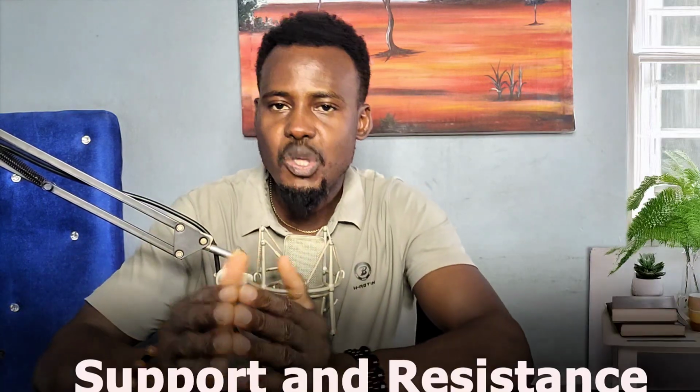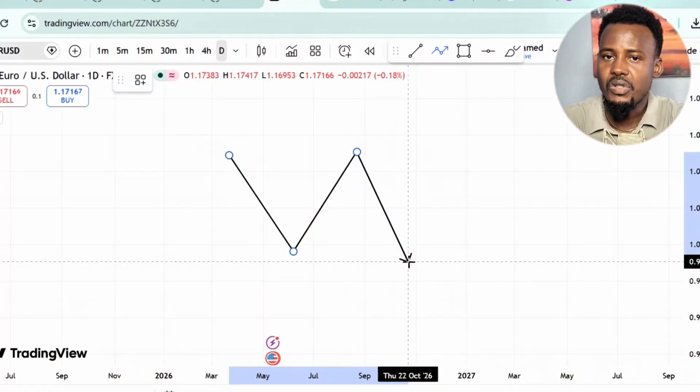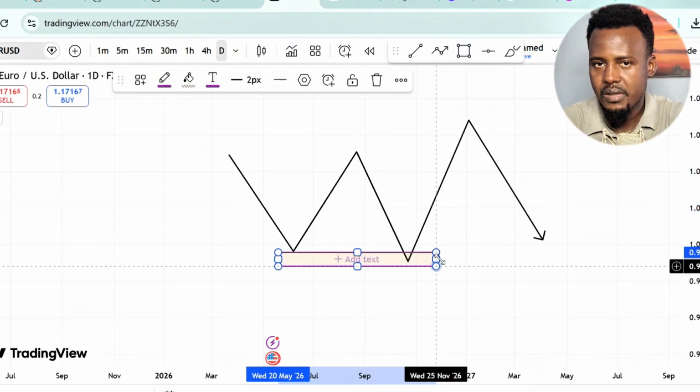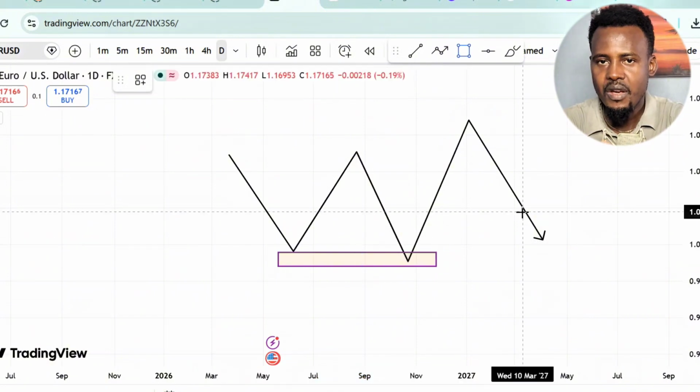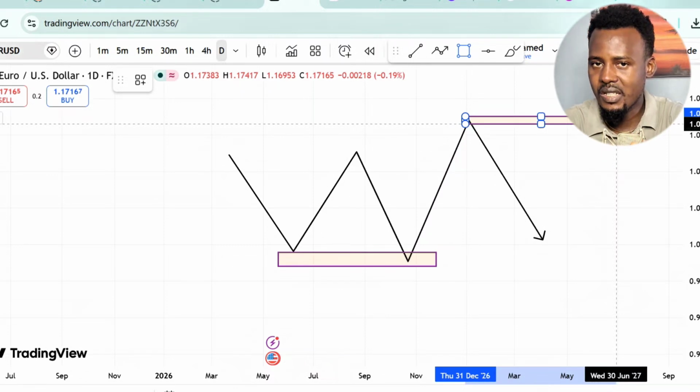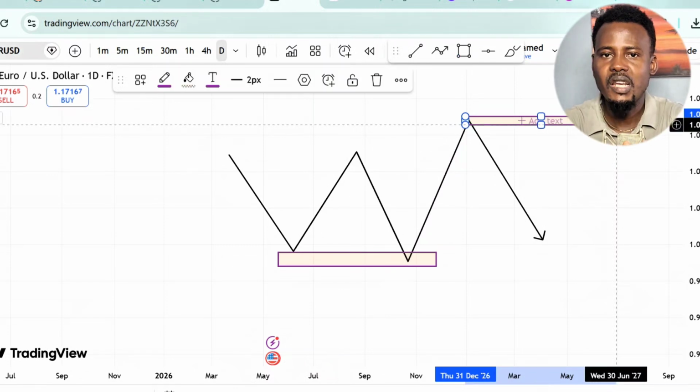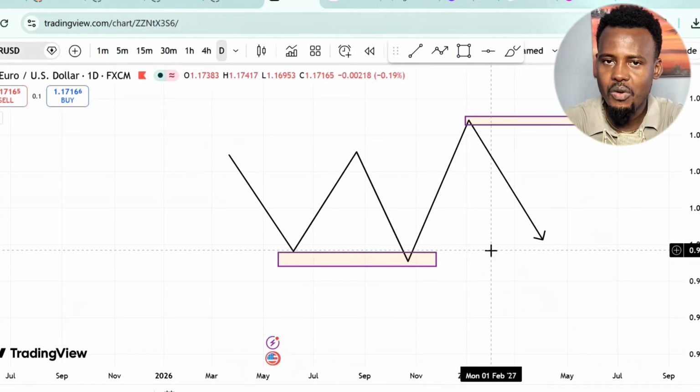Now, number five, support and resistance. This is one of the most important concepts in trading. Support is an area where price tends to stop falling and bounce upward. Think of it like a floor. Resistance, on the other hand, is an area where price tends to stop rising and reverse downward. Think of it like a ceiling.